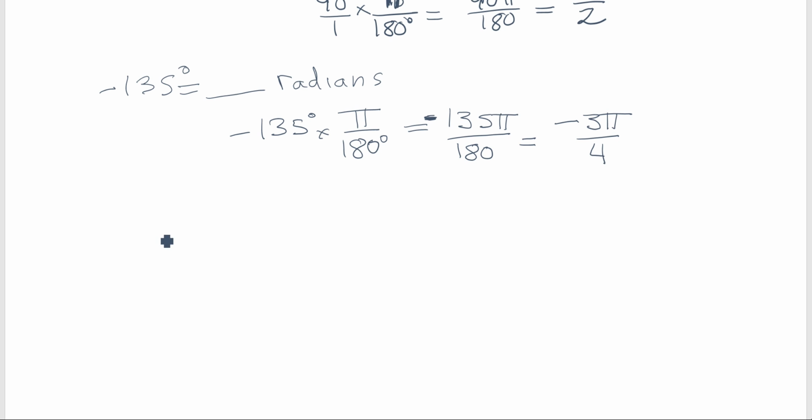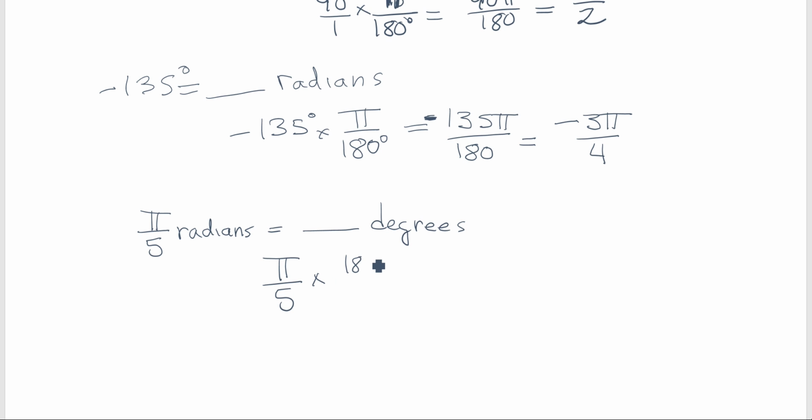Now, instead, if I have pi over 5 radians, and I want it in degrees, this time I'm going to take my pi over 5 and multiply it by 180 degrees over pi. The pi's would cancel, so I'd be left with 180 degrees divided by 5, which would be 36 degrees.